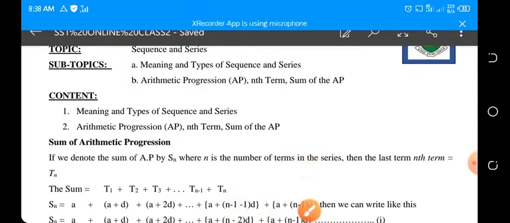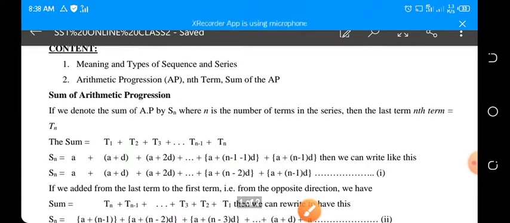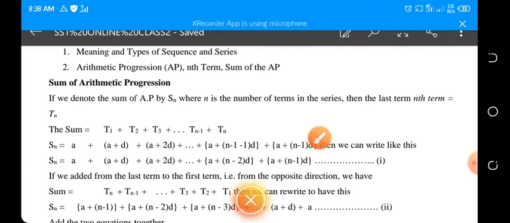Now let's represent it with the general pattern. The sum of AP, Sn, is the first term, which is A, plus the second term, A plus D, third term, A plus 2D, plus continuation plus the second to the last term, which is A plus n minus 2 D, and the last term, A plus n minus 1 D. Then we can rewrite this equation like this.